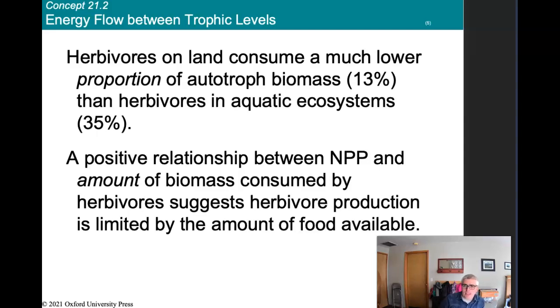The positive relationship between net primary productivity and the amount of biomass consumed by herbivores suggests that herbivore production is limited by the amount of food available. Later in this chapter, we'll get into bottom up versus top down, but we'll break that down some more.